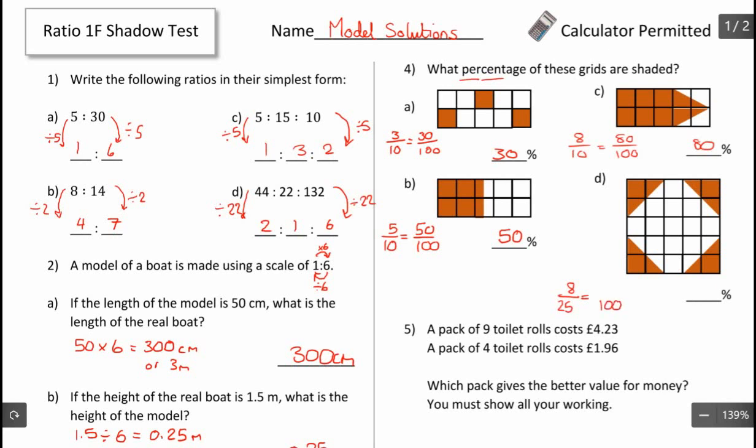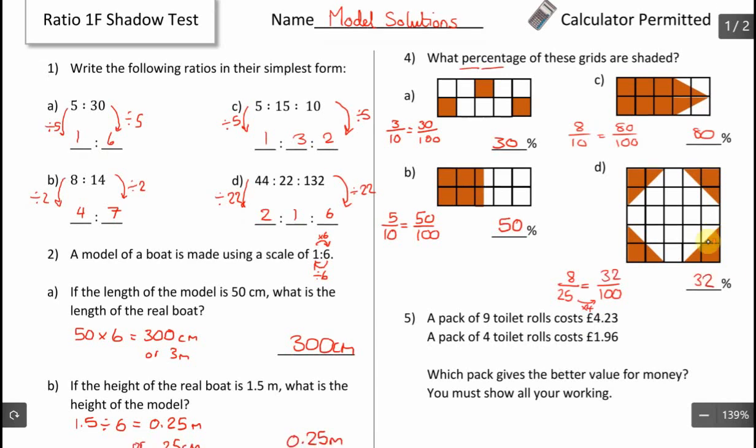To turn that denominator into 100, we times by 4. So if we times 8 by 4, we get 32, so 32%.